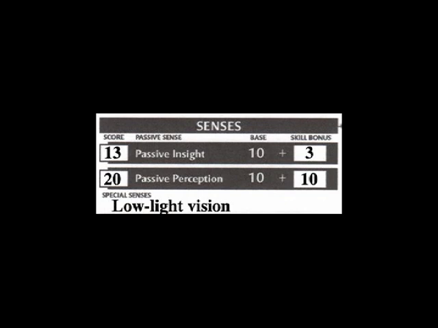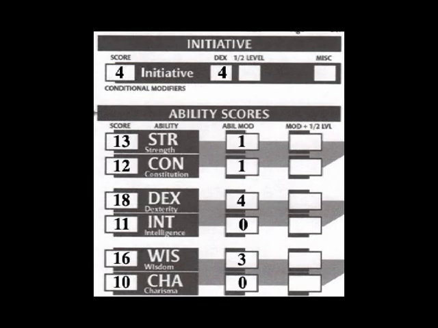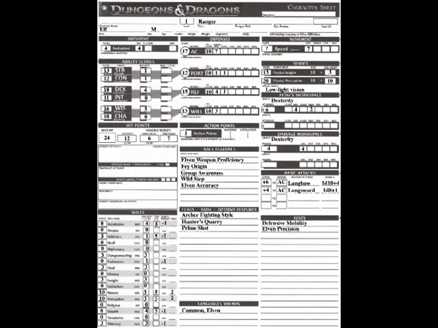We'll put in your passive senses. DMs can use this if monsters want to sneak up on you or try to bluff you. Your initiative, just based off dexterity. And there we go. You're level 1, you have 1 action point. Your character sheet's looking pretty well filled out there.